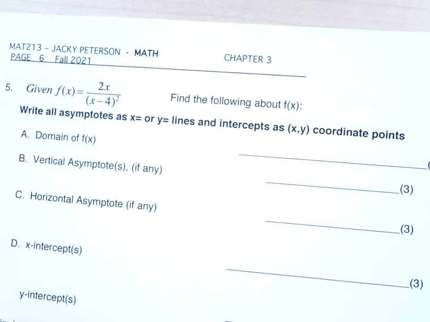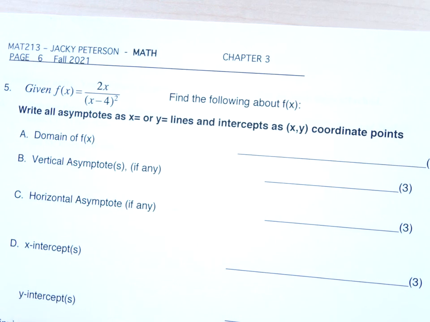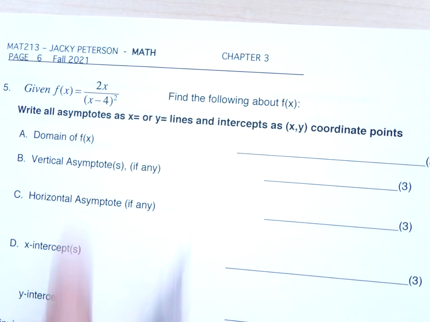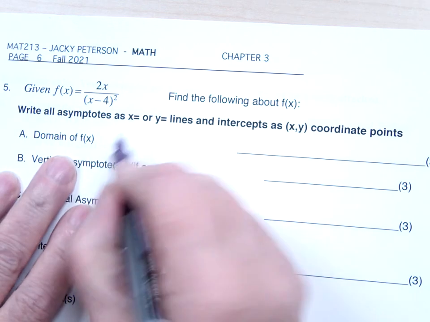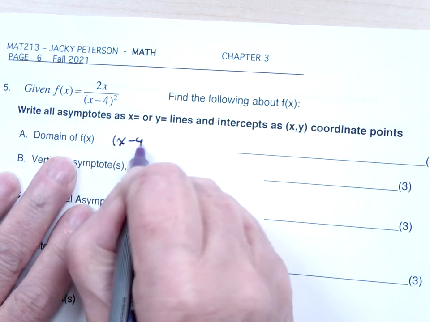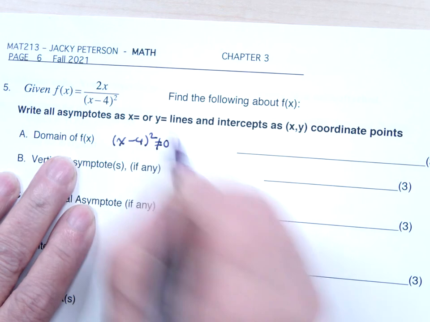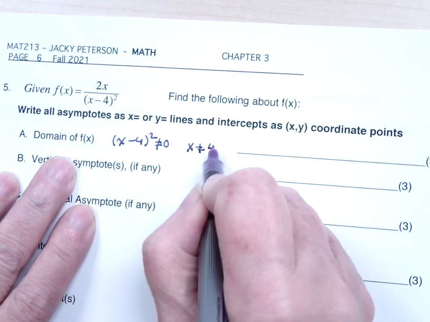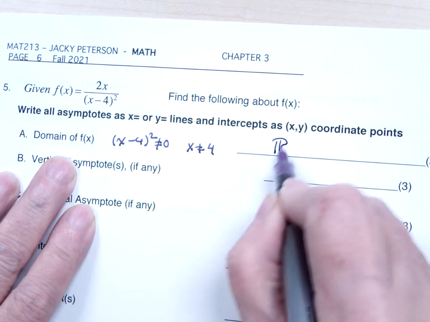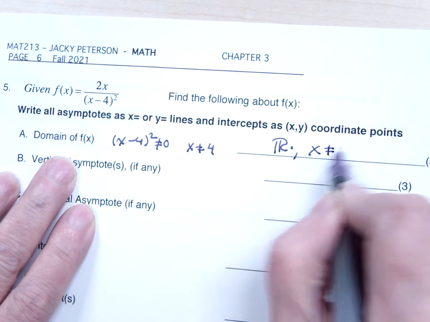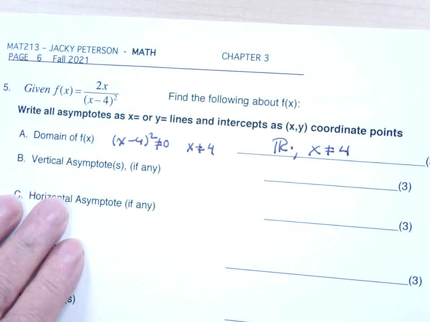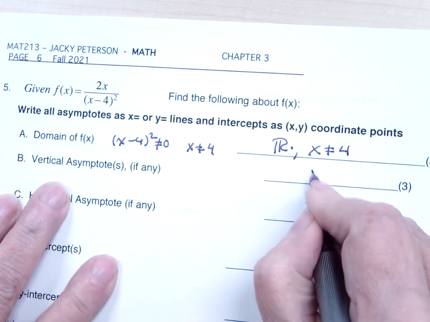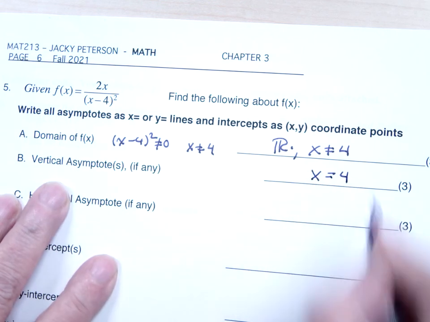So this is Chapter 3, test number 5. And it says find the domain. Well, the denominator, which is (x - 4)², can't be 0. So x can't be 4. So it's going to be all real numbers except for 4. Vertical asymptote, it has a VA, which is x = 4.